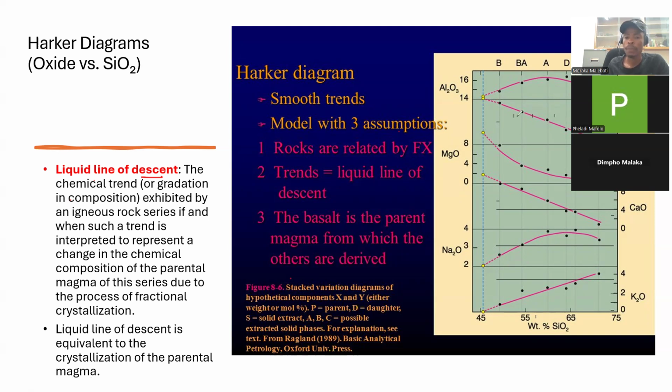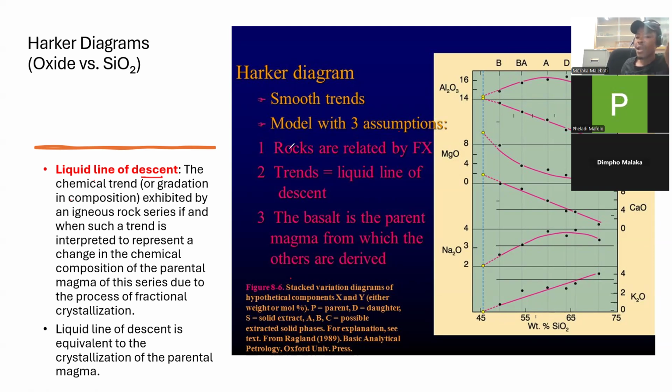Okay, so let's look at this trend. What do we know? From this, we are given three assumptions. The first is that rocks are related by fractional crystallization. Another is that the trend represents the liquid line of descent.